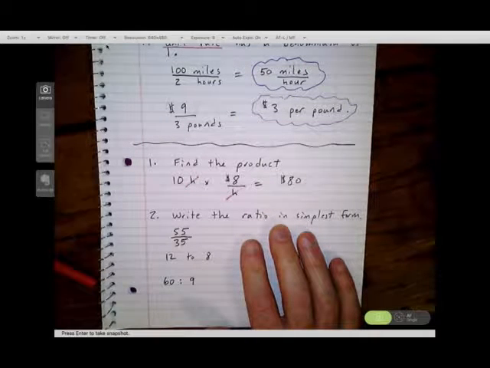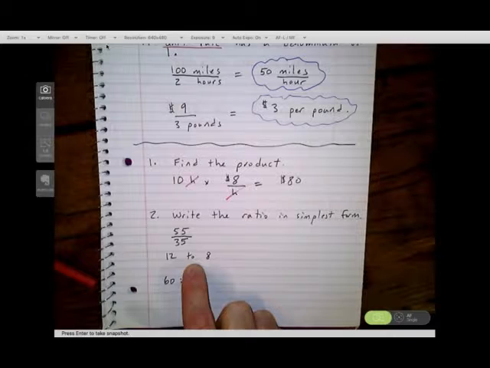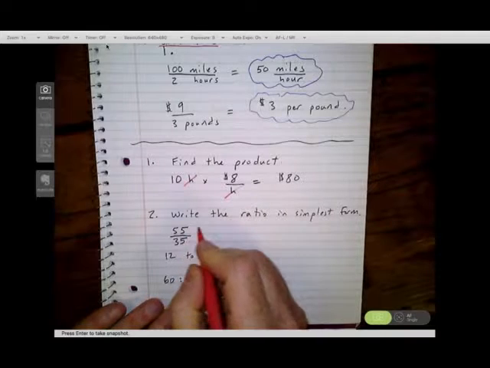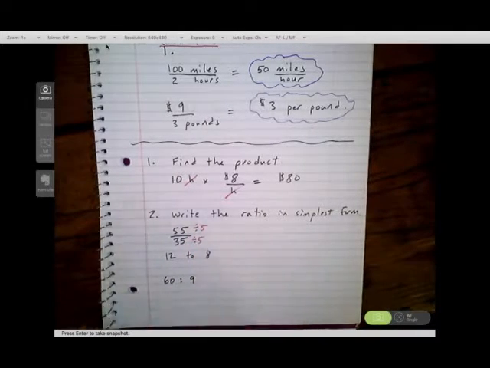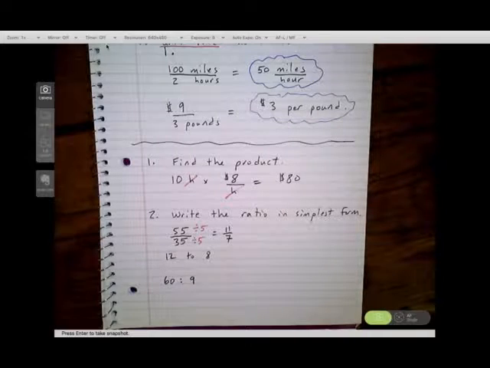Okay, you'll have to write some ratios in simplest form. It's just reducing, even if it looks funny with the word "to" in it, or if it has a colon. So we just reduce these like we normally would, right? 55 and 35, let's see, 5 goes into both of those. Divide them both by 5. And we get 11 over 7, and that is completely reduced, so we're done.